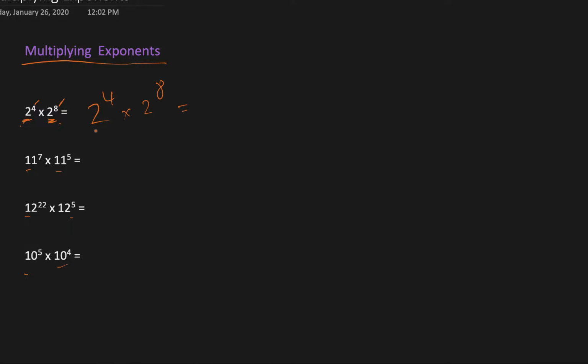In this case, all we have to do is, when we are multiplying exponents, we just add the exponents. So this would be 2 to the power 12. Cool. Let's do another example. Again, here the base is the same and we are multiplying the exponents of two terms here. So this would be 11, 7 plus 5, which would be 11 to the power 12.